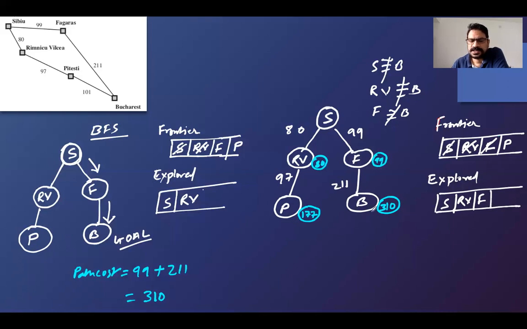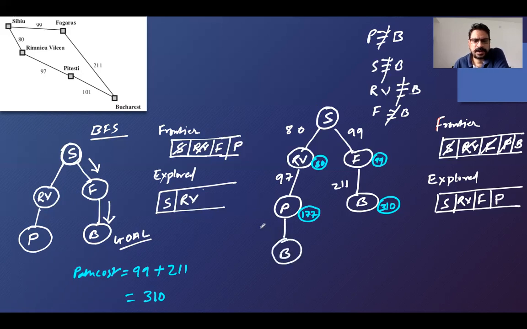Now, what is my child? The child is Bucharest. Bucharest is not there yet. Pitești has 177 as the cost. Bucharest has 310 as the cost. So I'll put Bucharest after that. Bucharest has cost 310. Now next is Pitești. Pitești will be compared with the goal node. No, it is not the goal node. Then Pitești will be put in the explored list and will be explored.